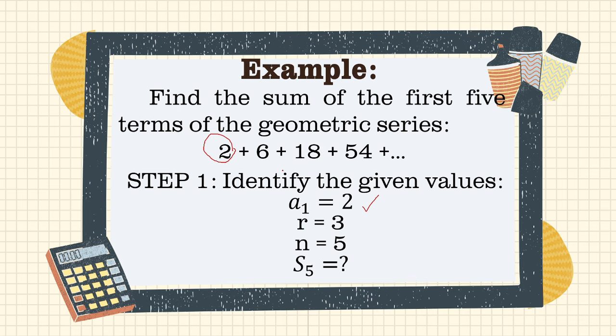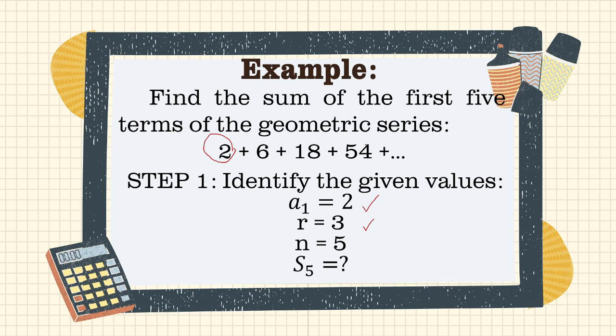For us to determine the common ratio, you need to find the quotient first. 6 divided by 2 is 3. 18 divided by 6 is 3. 54 divided by 18 is also 3. So, from left to right, 2 times 3 is 6, 6 times 3 is 18, 18 times 3 is 54. So, our common ratio is 3.